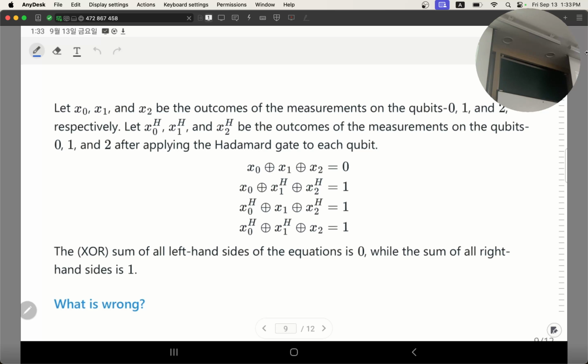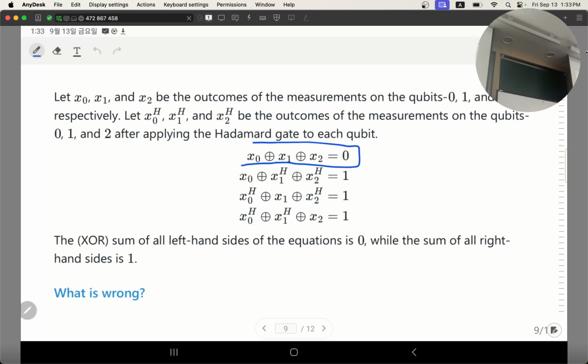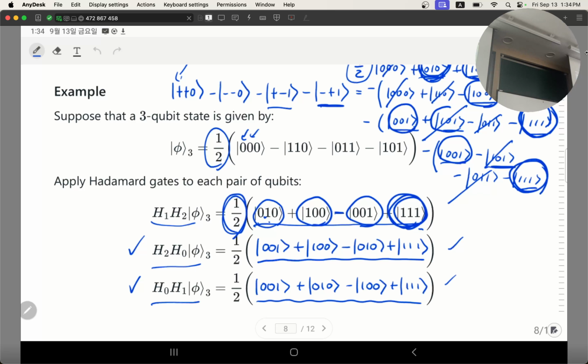Now, if I apply the Hadamard gate on each qubit and then take the measurement, the outcomes will be stored in x0h, x1h, and x2h. That's just a variable that I'm going to store there. So it's either 0 or 1. Okay, so let's look at the equation here. After I took the measurement, there are several different possible choices of x0, x1, and x2.